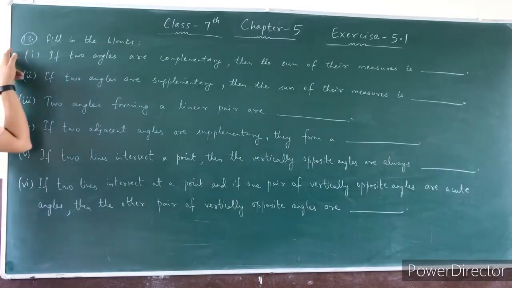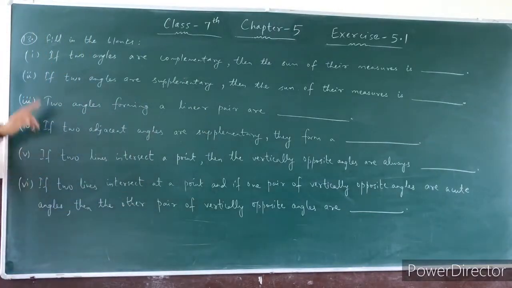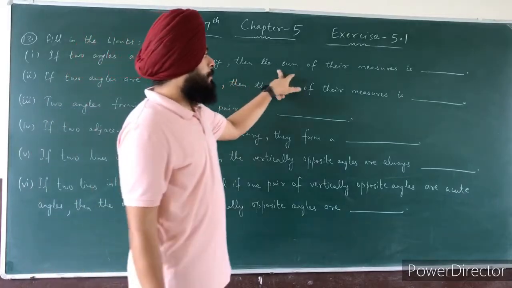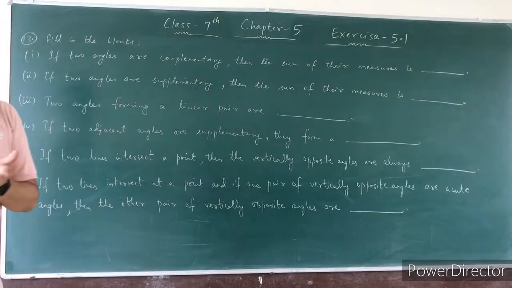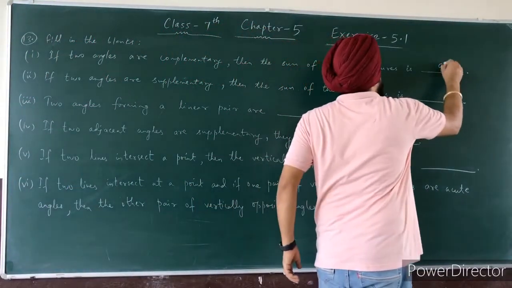Next, question number 13, fill in the blanks. So there are a total of 6 fill-ups. The first is, if two angles are complementary, then the sum of their measure is dash. So what are complementary angles? Angles in which the sum of the two angles is how much? 90 degree. The answer is 90 degree.